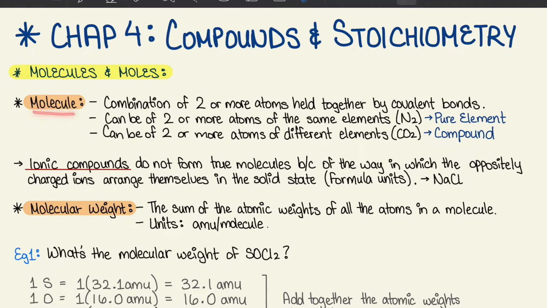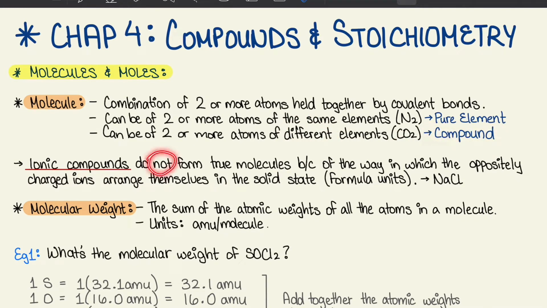So molecules are a combination of two or more atoms held together by covalent bonds. They can be of two or more atoms of the same element, like N2, so you have two nitrogens, which is a pure element, or of two or more atoms of different elements, like CO2, so you have a carbon and oxygen, and that makes a compound.